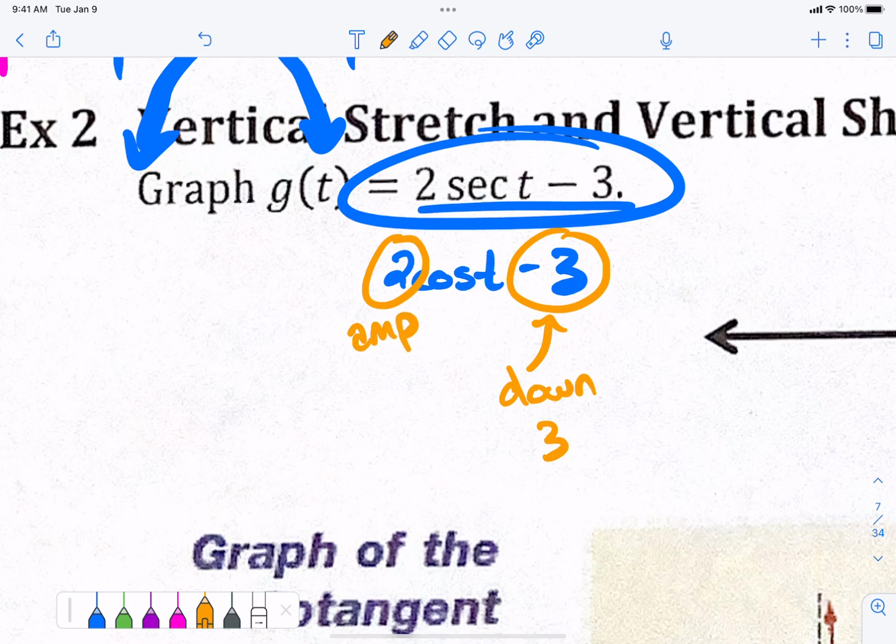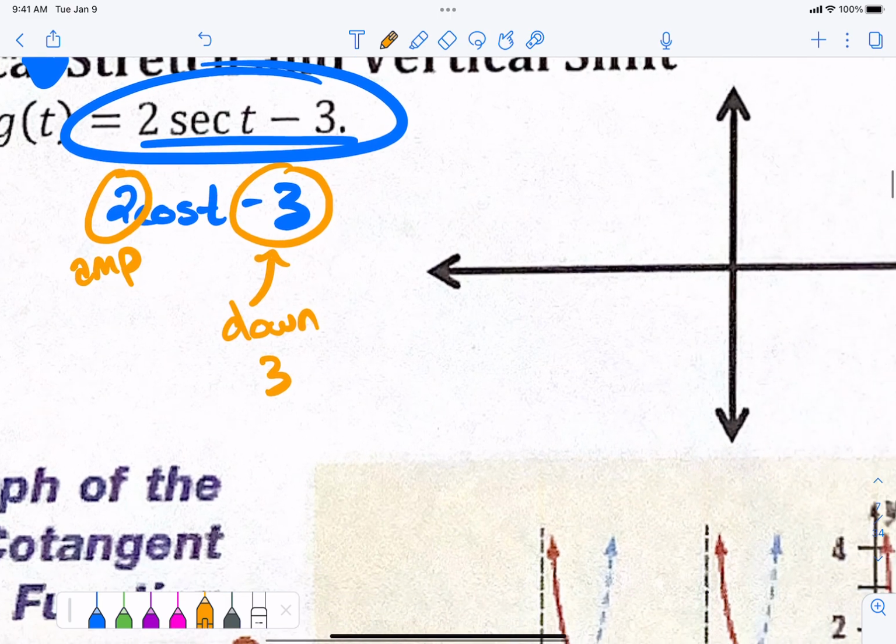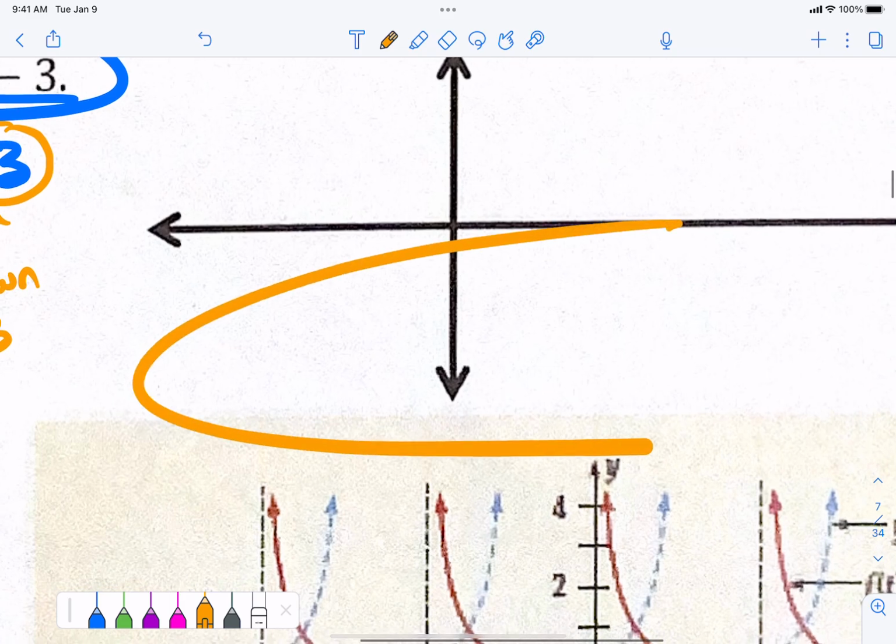That's the amplitude. Okay, so here we go. If I am down 3 and my amplitude is 2, what's the highest he's going to go? If I'm down 3 and my amplitude is 2, he's going to go up to -1. And he's going to go down to? -5, right? Okay, so my whole graph is going to be like underneath of here, right?